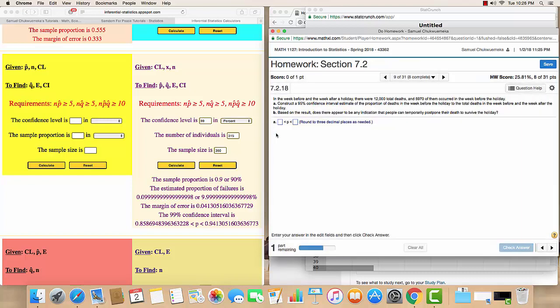Question 9. In the week before and the week after a holiday, there were 12,000 total deaths, and 5,970 of them occurred in the week before the holiday. Construct a 95% confidence interval estimate of the proportion of deaths in the week before the holiday to the total deaths in the week before and the week after the holiday.